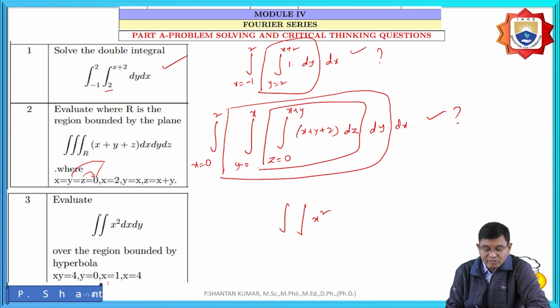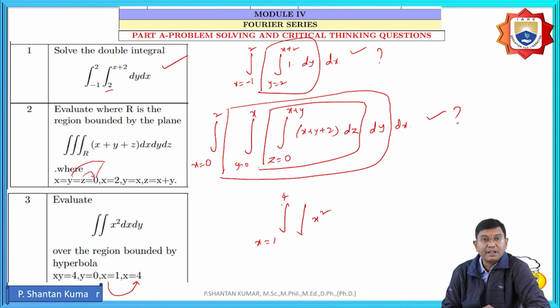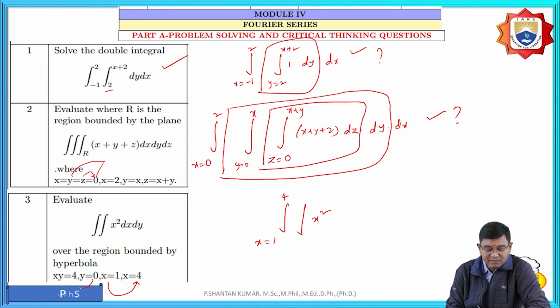Here x is equal to 1 is given and x is equal to 4 is given. That means the limits are constant, so we need to find the result at the end: x is equal to 1 and x is equal to 4 only. And again the next one: here xy is equal to 4 is given and y is equal to 0. That means y is equal to 0, and we need to assume that the upper limit is y is equal to 4 by x.